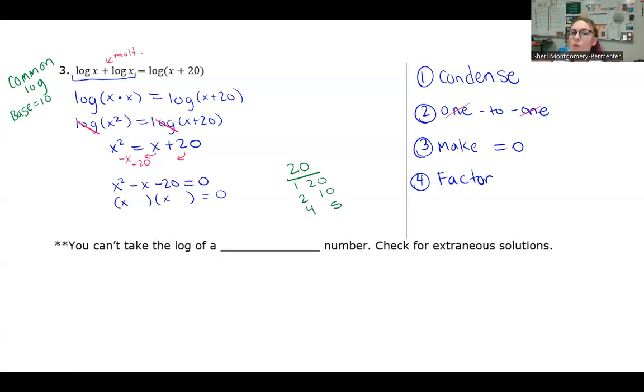Okay, so we need to figure out what factors of 20 can be put together to give me 1. We might have to add or subtract. So we're going to have to use 4 and 5. And I put them in there. It doesn't matter which order.